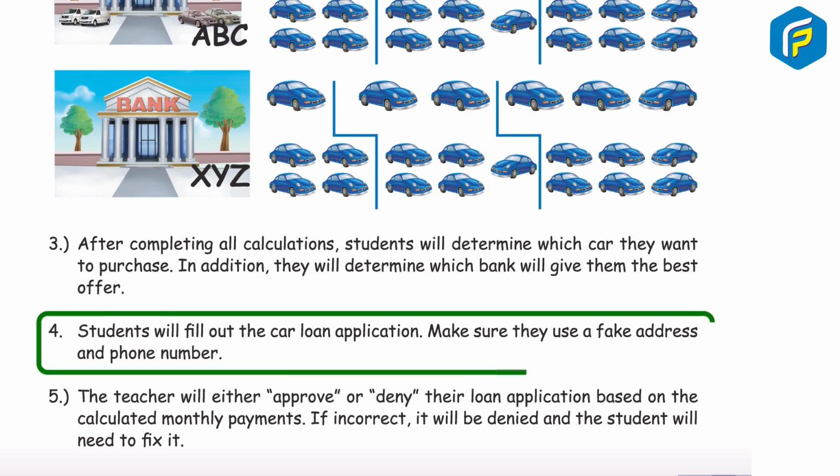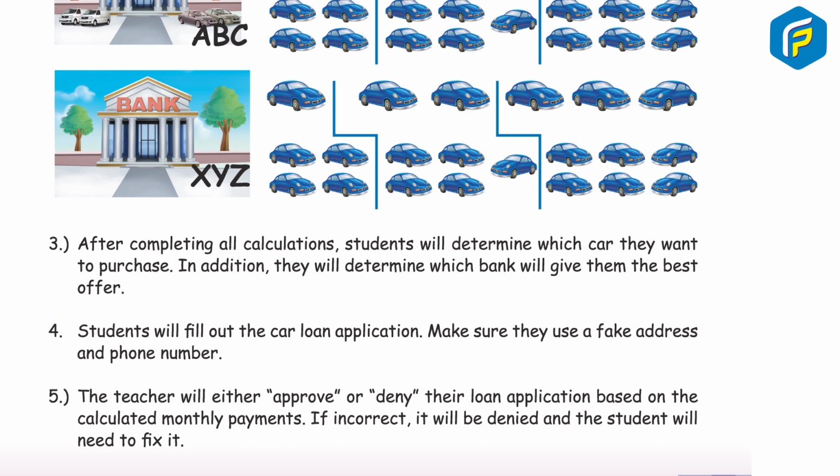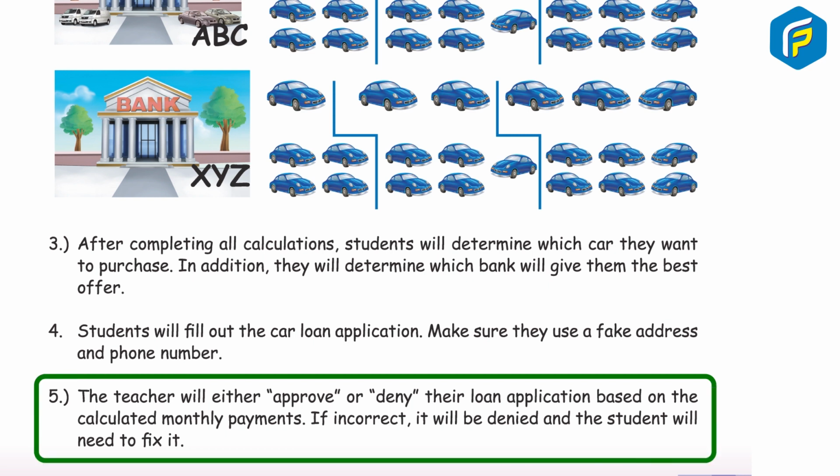4. Students will fill out the car loan application. Make sure they use a fake address and phone number. 5. The teacher will either approve or deny their loan application based on the calculated monthly payments. If incorrect, it will be denied and the students will need to fix it.